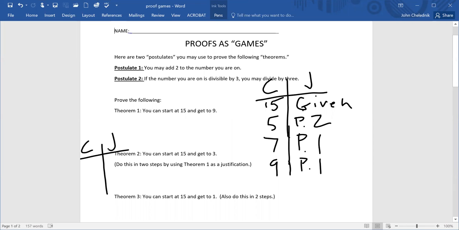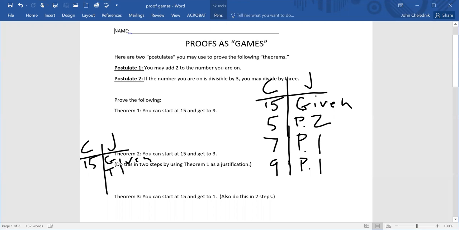So here it says it wants us to start at 15 and get to 3. And it has a little hint there: do this in 2 steps by using theorem 1 as a justification. So remember, we usually start with the given with proofs. We're going to start at 15. Postulate 2 says we can divide by 3. We're doing this in 2 steps using theorem 1 as a justification.